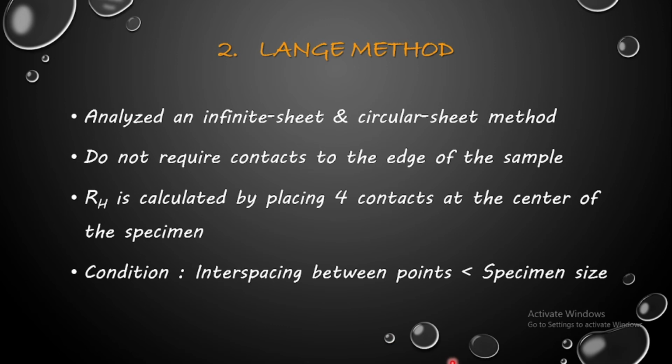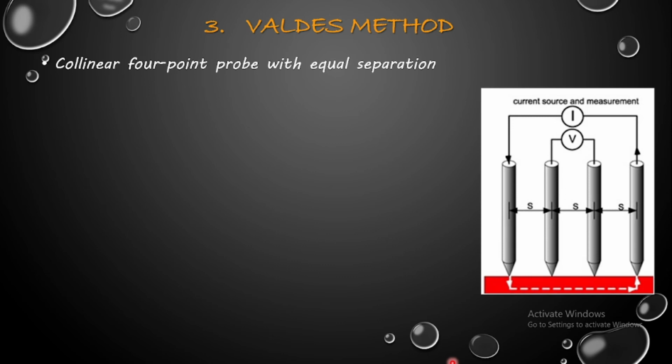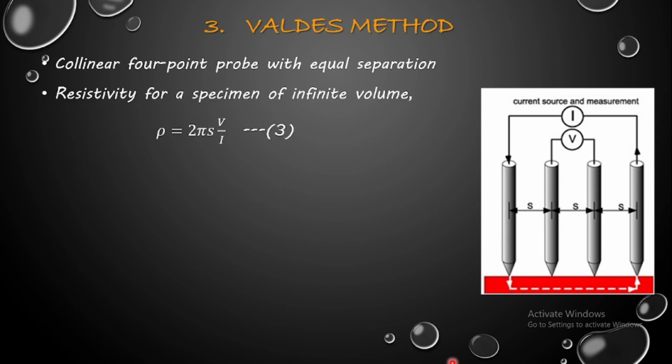Then coming to the third method, which is the Wales method, or you can even call it the 4-probe method, which is generally used to find the potential or the resistivity of any sample. The most widely used method for measuring resistivity in the range of 10⁻³ up to 10³ ohm centimeter was given by Wales, and he employs the collinear 4-point probe with equal separation between the points. Here we can observe 4 contacts which have tips or points, and this is the specimen or the thin film.